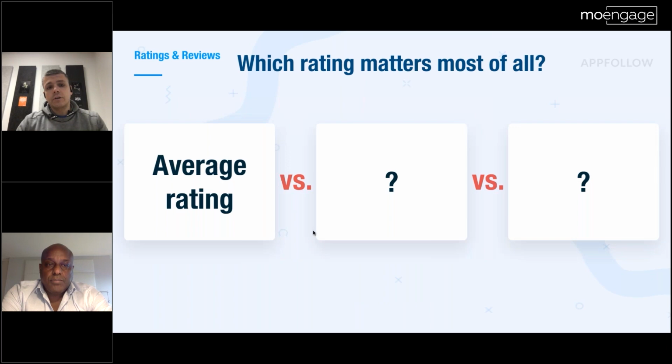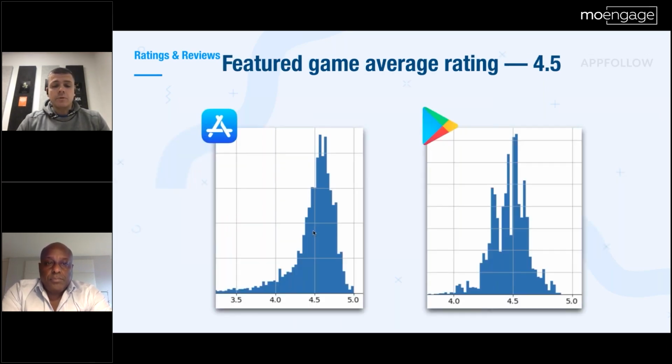But is there only average rating that you should look for? This is a well-known metric, so everyone knows the average rating, but are there any other ratings on the market? And the answer is yes, there are. Just to give you some perspective, be sure that your application or game has a good rating. For example, on average, the games that are featured in both the App Store and Google Play have 4.5. That's a good reason for you to work on the rating, so you can be featured by both of the app stores.